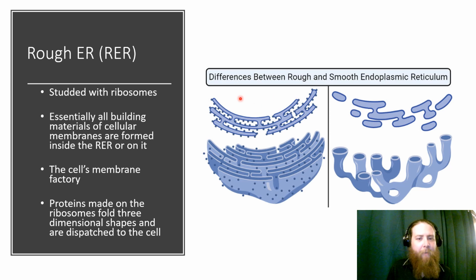So the first endoplasmic reticulum we're going to talk about is the rough endoplasmic reticulum, or the RER. There's this one here. It has all these ribosomes attached to it. All the building materials for cellular membranes are formed inside of the RER or around it, and then they're going to move on eventually. So there's a lot of membranes being made. There's a lot of proteins being made. These ribosomes not only build them piece by piece, but they also fold the proteins into 3-dimensional shapes and then send them to areas of the cell to either get finished or to start doing their job.